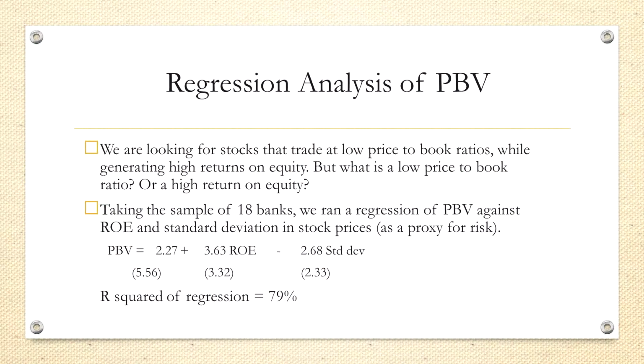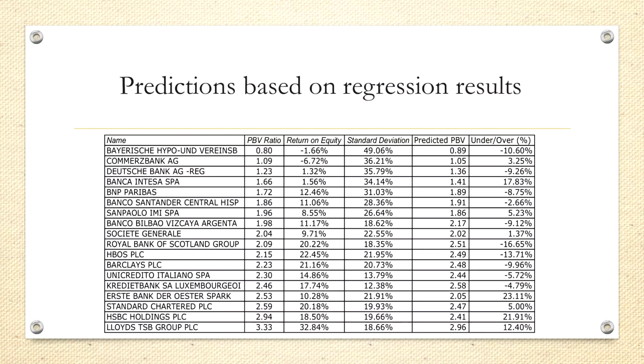And also this regression is pretty good, with an R square of nearly 80%, which means 80% of the variation of PB ratio in those 18 European banks can be explained by two factors, ROE and standard deviation. So this is a pretty good regression. Based on this regression, we can estimate the projected PB ratio for a certain bank to see what is a reasonable PB ratio for it. And then we compare the current PB ratio with its projected PB ratio to see if it's undervalued or overvalued.